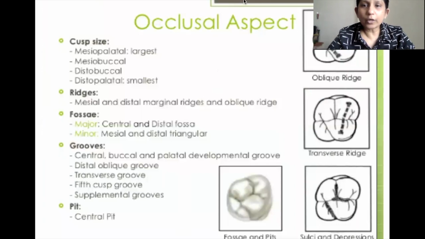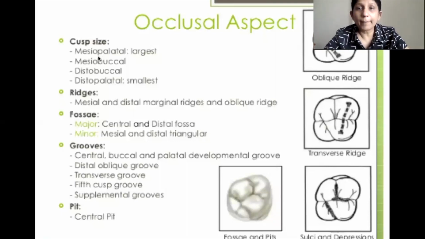So coming on to the occlusal aspect. As I've already explained, the size of the cusp is very important. The largest cusp is your mesiopalatal or mesiolingual cusp. You can also remember that the mesiopalatal cusp carries the smaller cusp of Carabelli on top of it. The next is the mesiobuccal cusp, because the mesial aspect is larger than the distal aspect. Then next is the distobuccal cusp, and the smallest would be the distopalatal cusp.